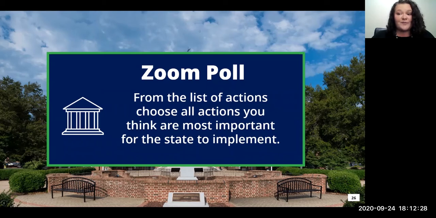Those are all the actions for that recommendation. And now that you know a little bit more about them, we're going to launch our next poll. So again, I'm going to launch it, and please choose all actions you think are the most important for the state to implement. Or if you do not believe any of them are, you can choose no further action needed at this time.